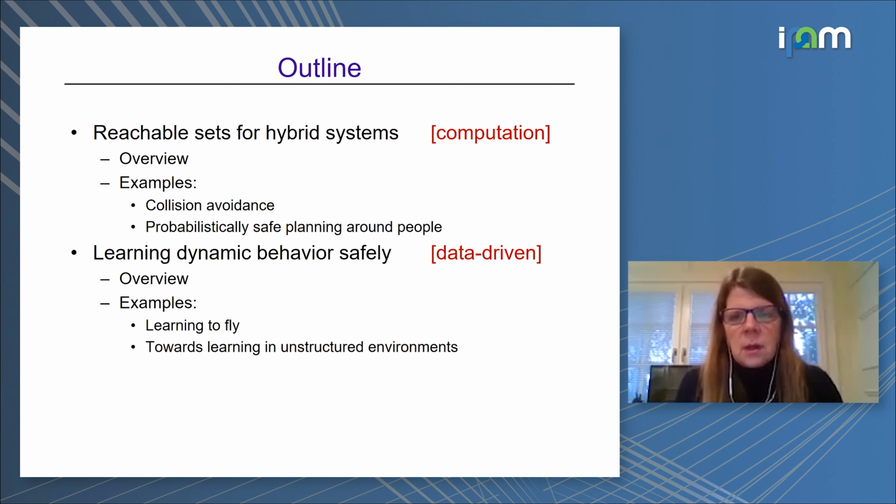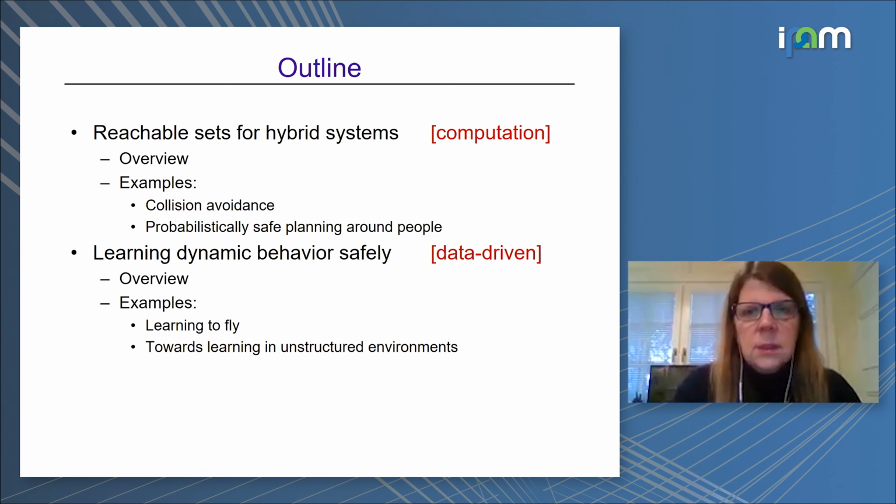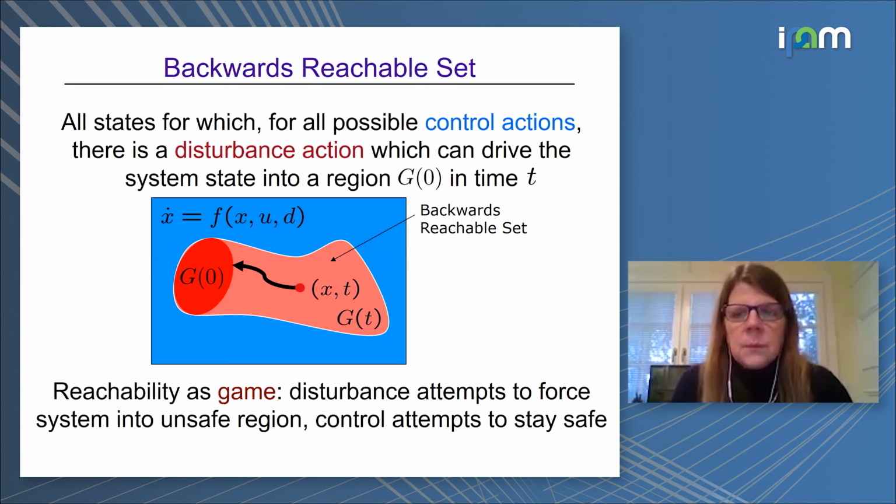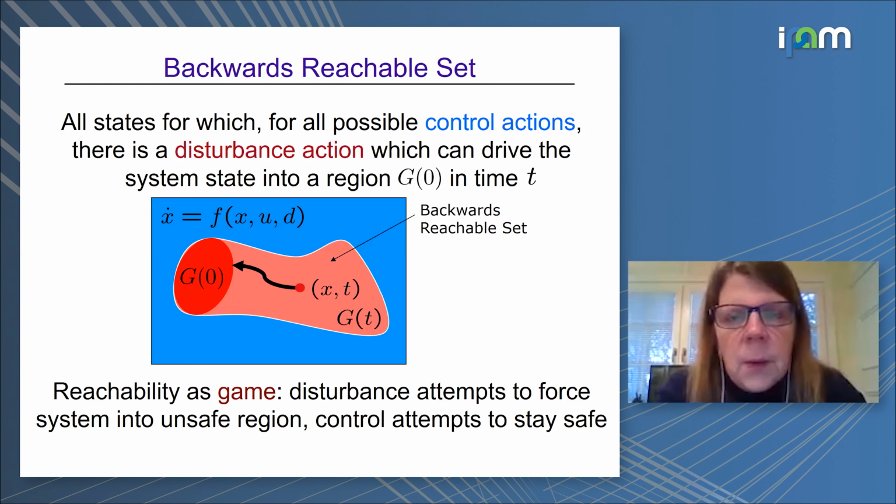So the first part of the talk focuses more on an introduction and then the issues about computation, very relevant for high-dimensional Hamilton-Jacobi, and the latter part of the talk focuses on how one might incorporate data-driven methods in real time into these Hamilton-Jacobi methods. Okay, so let's start with a recap, and we're going to introduce this concept called a backwards reachable set.